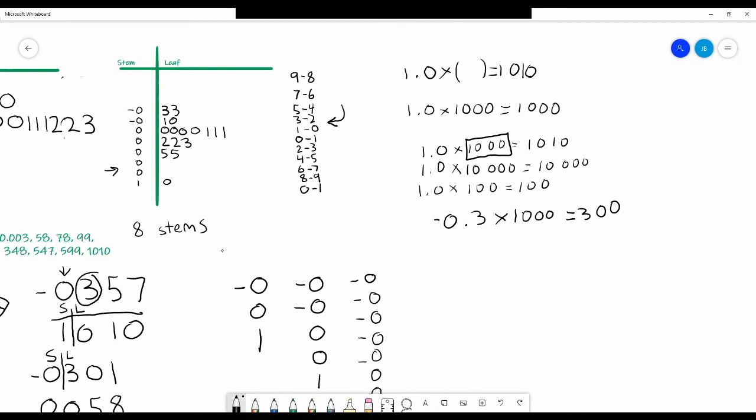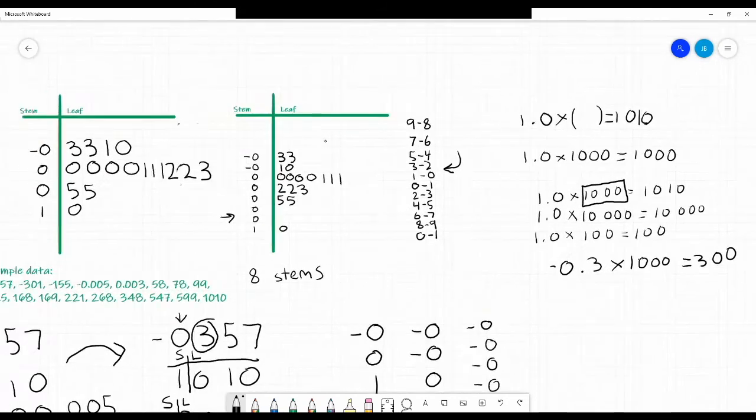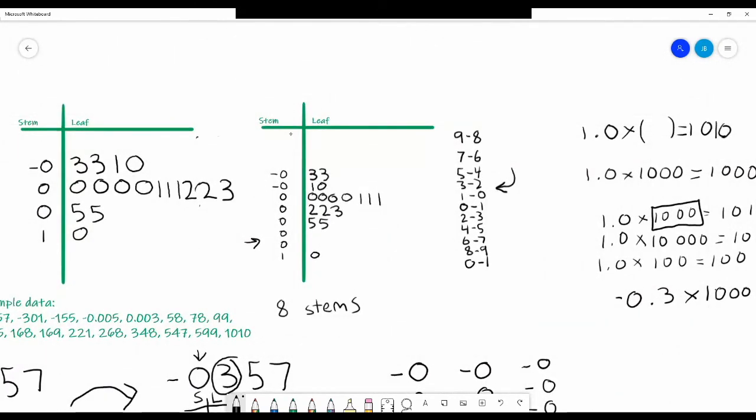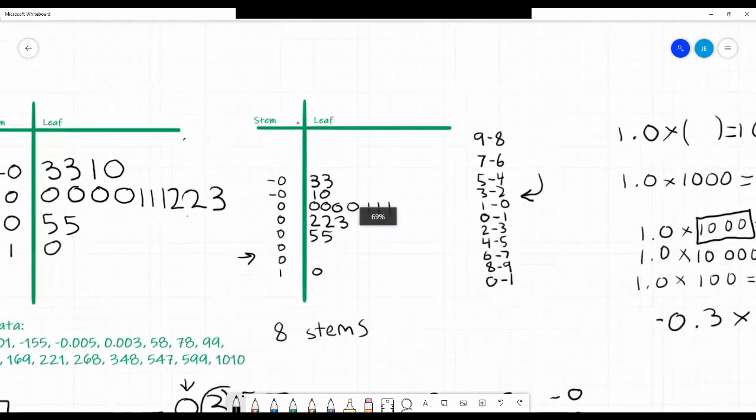And 1.0 times 1,000 gives us 1,000, which is close to our 1,010. Remember, a stem and leaf plot doesn't have to tell you the exact number the original data was. It's just used to show how spread out the data is. So we fill in our stem and leaf values. Stem value, as we said, was 1,000. And the leaf value is always the stem value divided by 10. In this case, 100.